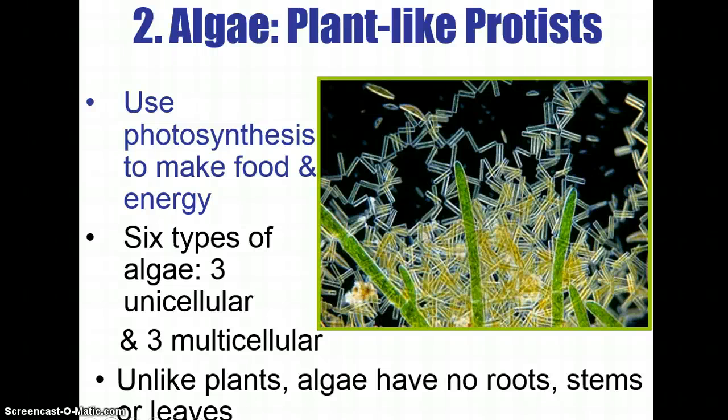Okay, the second type of protist are the algae or plant-like protists. They go through photosynthesis to make food and to provide energy for themselves. And there are 6 main types of plant-like protists. 3 are unicellular, 3 are multicellular, and some of these you'll be able to see on the microscope. These are not plants because they do not have roots, stems, or leaves.